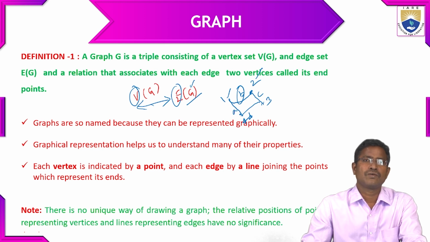In node 1 and node 2 connects the edge B. That is the relation. Or else you can say that edge B is connected between the node 1 and node 2. That is called the relation. Right? So graph. Now we started with a definition.